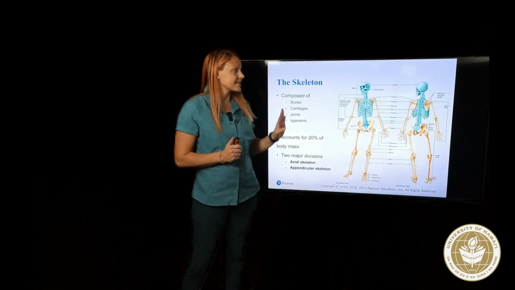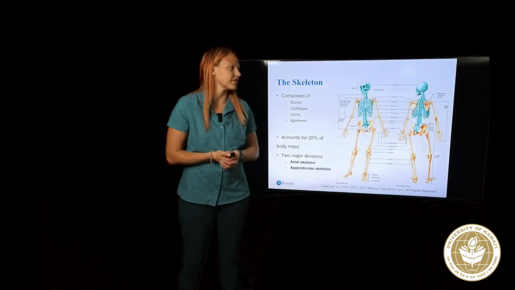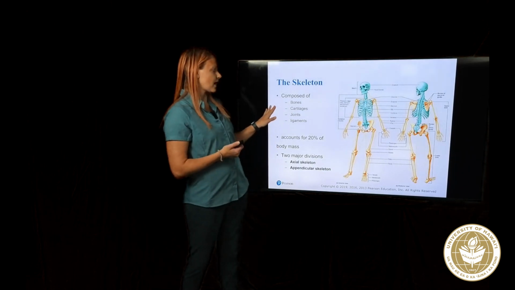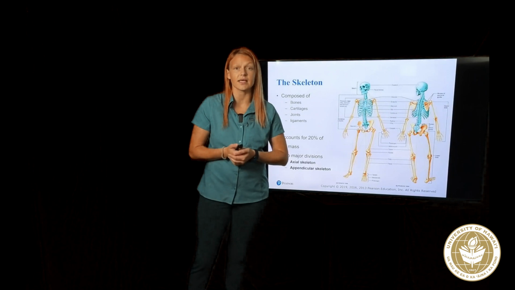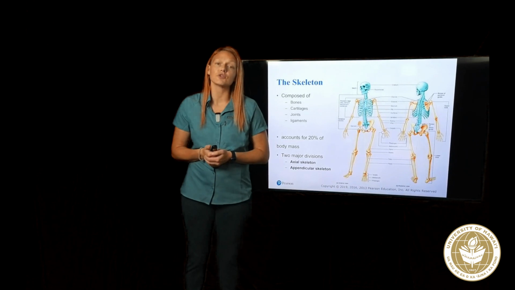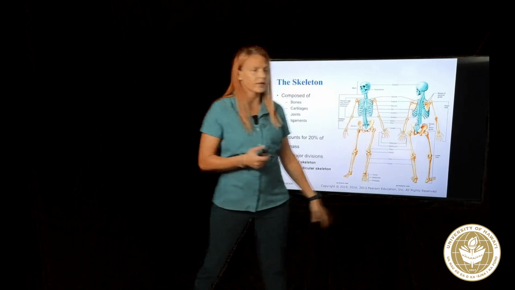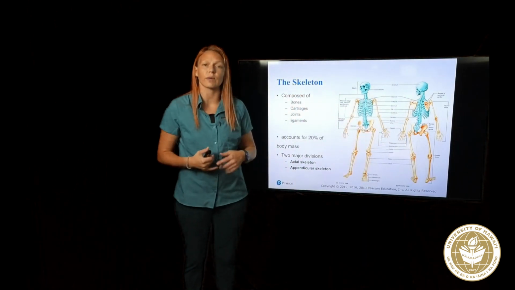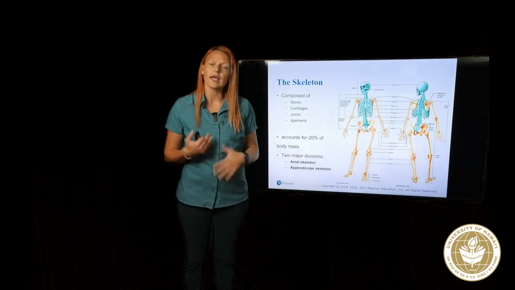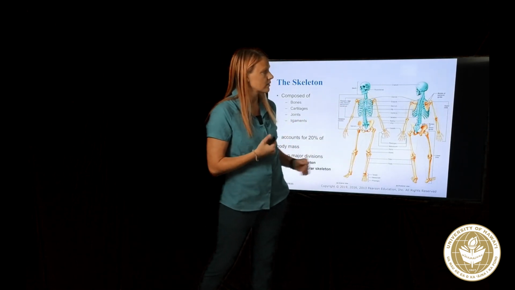You're probably thinking that I must really like this picture because it has been in each of the 3 lectures for Chapter 7, right? As a reminder, our skeleton is composed of bones, cartilages, joints, and ligaments. So it accounts for about 20% of our body mass, and there are 2 major divisions. The axial skeleton, which you see in this greenish gray color, right? That's going to be that central longitudinal axis. We covered that in lectures 7A and 7B. And then we have the appendicular skeleton, and that's essentially going to be everything that looks like a bone color or yellow in this image, right?